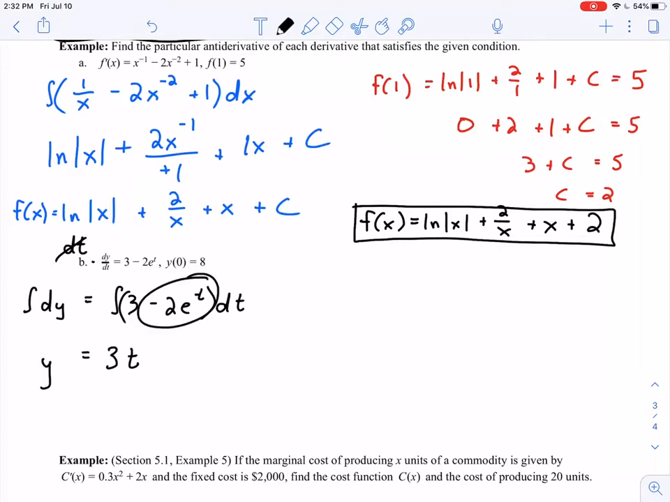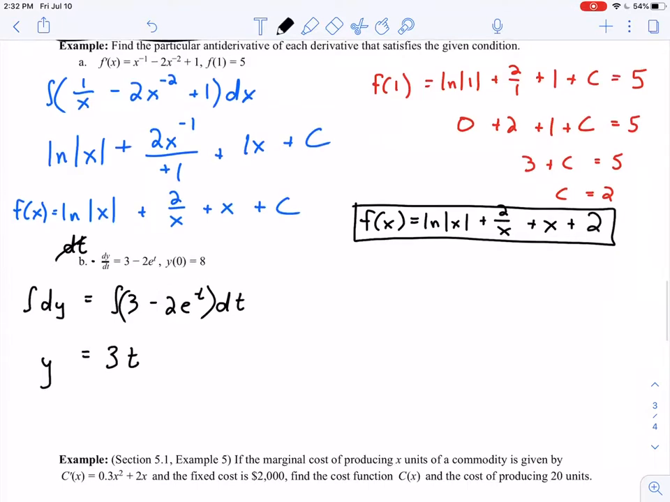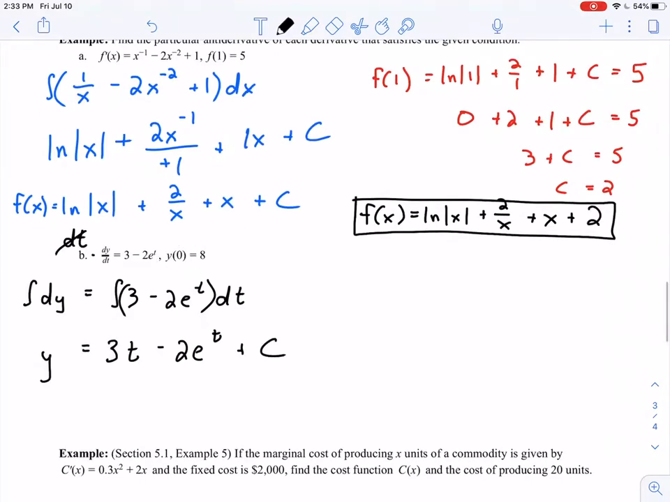Antiderivative of negative 2e to the t. Well, I know that that's just going to be negative 2e to the t power. Right? Again, if you're unsure, take your derivative. Check your answer. Derivative of negative 2e to the t, that is, yes, negative 2e to the t. And then, of course, plus my constant of integration, c. But we're given this condition right here. We're told that y of 0 is equal to 8.